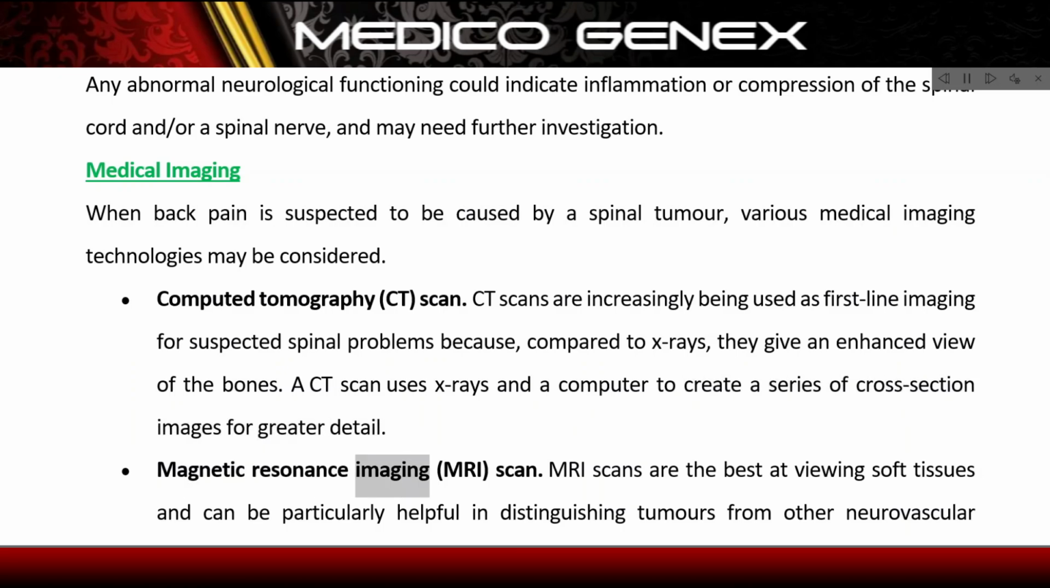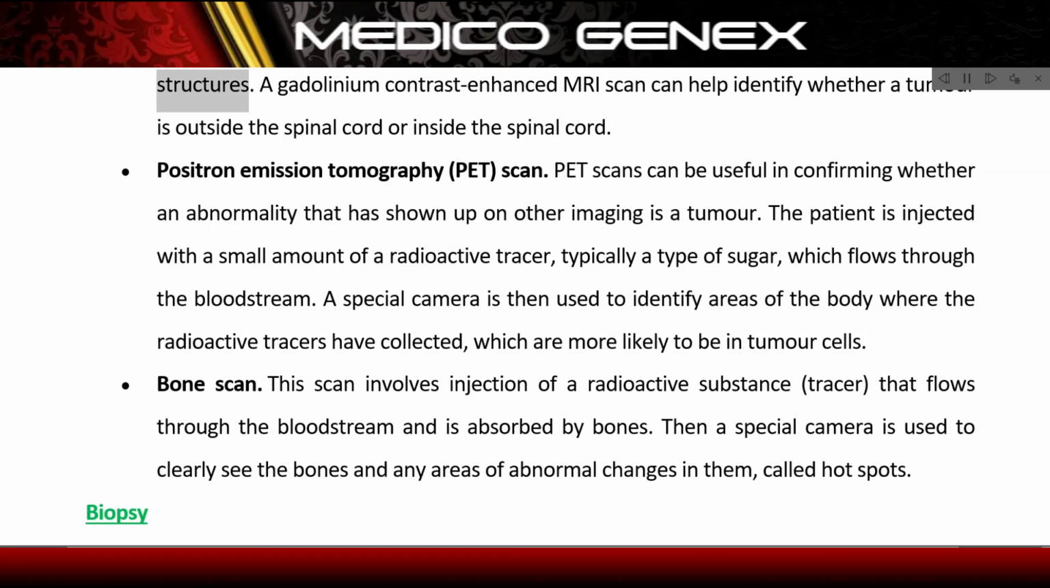Magnetic resonance imaging, MRI, scan. MRI scans are the best at viewing soft tissues and can be particularly helpful in distinguishing tumors from other neurovascular structures. A gadolinium contrast-enhanced MRI scan can help identify whether a tumor is outside the spinal cord or inside the spinal cord.